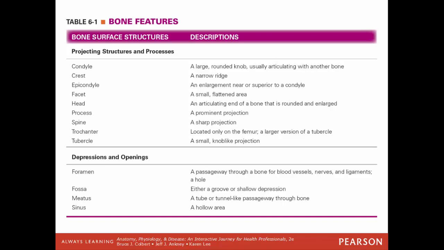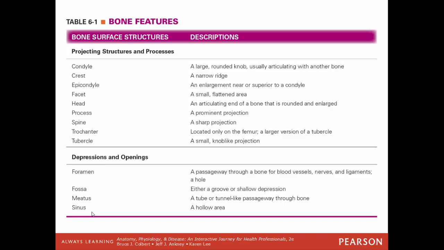A spine always means a sharp projection. A tubercle always means a small knob-like projection. So knowing what these terms reference helps tremendously in being able to identify these various features in bones. For the depressions and openings, a sinus always means a hollow area. A fossa always means a shallow depression or a groove. Foramen always means a passageway through a bone where blood vessels and nerves pass through. Such as at the base of the skull, there is a very large hole. It's called the foramen magnum.